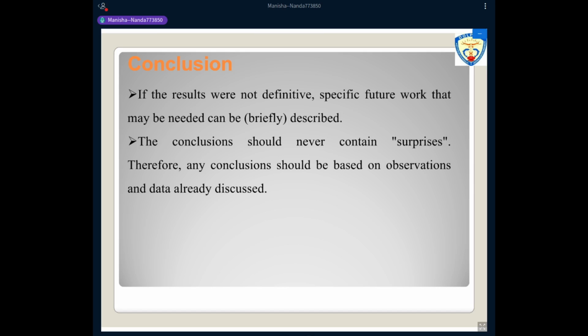The conclusion should never contain any surprises. Therefore, any conclusions should be based on observations and data that are already discussed. So this is the answer to Manami's question also, that in conclusion, we always make a statement according to what we got in our result section, what we have mentioned in our result section, and how we have discussed those results.